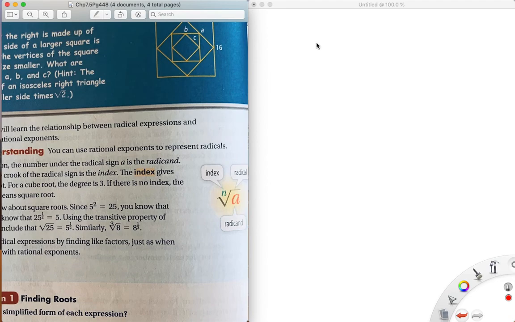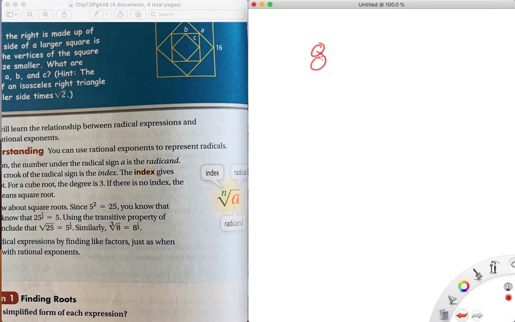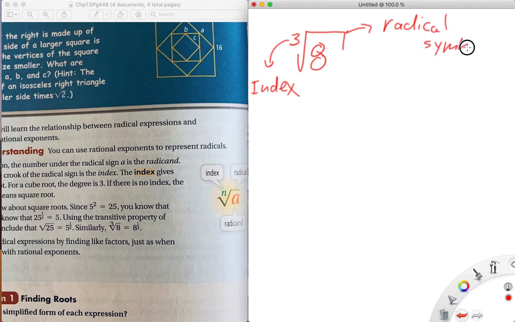We know about the radical symbol. They call this the radicand, that's inside the radical symbol. They call this the radical symbol. Then they have this thing here, and that's called the index. So that's the index. This is the radical symbol. That's the radicand.